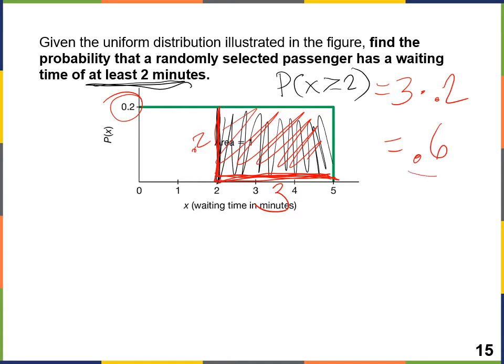So the probability that a randomly selected passenger has to wait at least 2 minutes, which is 2 minutes or more, would be 0.6. It's pretty simple to find the answer for this probability, considering we're just finding areas of rectangles. And that's the nice thing about a uniform distribution. Oftentimes you have to figure out what the height is based off of the total width, but that should be easy because you know the total area has to equal 1.